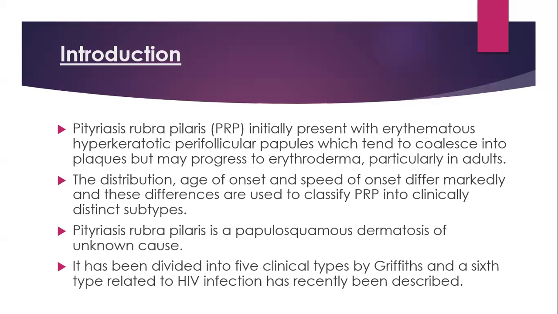PRP is a papillosquamous disorder of unknown etiology, and it was traditionally divided into 5 clinical subtypes by Griffith, but the 6th type was introduced after HIV infection. So now there are 6 clinical subtypes of PRP.